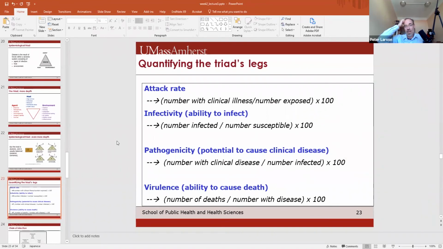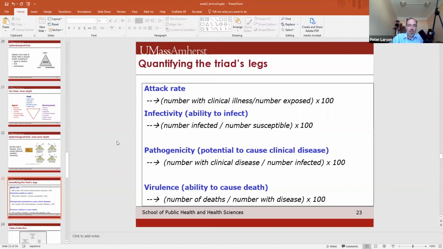So we quantify the triad's legs. We're talking about attack rate. This is another important word. The number of people with clinical illnesses divided by the number exposed times 100. So how many people are obviously sick divided by the number of people who were exposed to the pathogen.